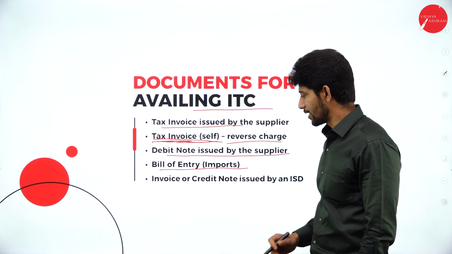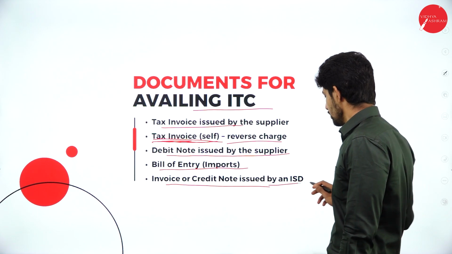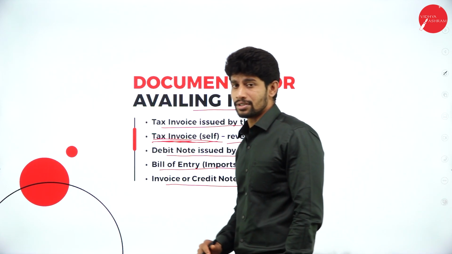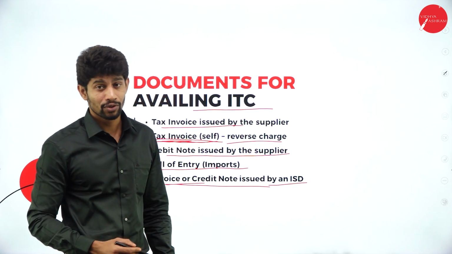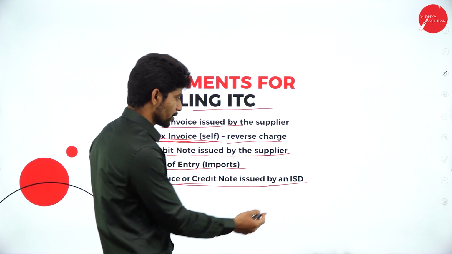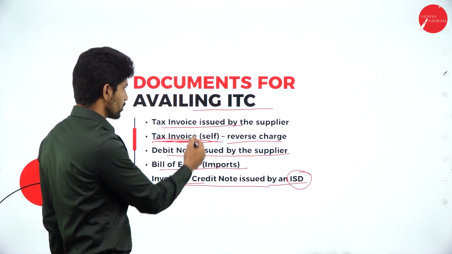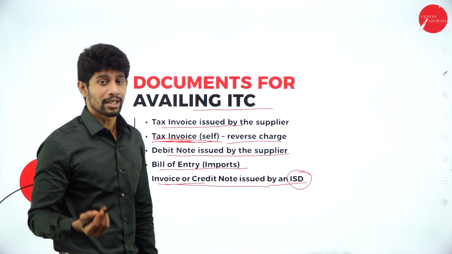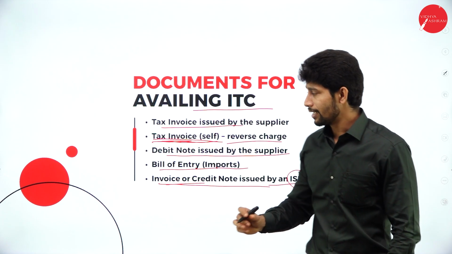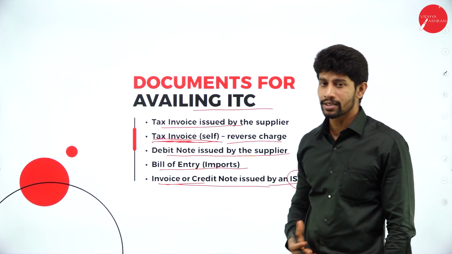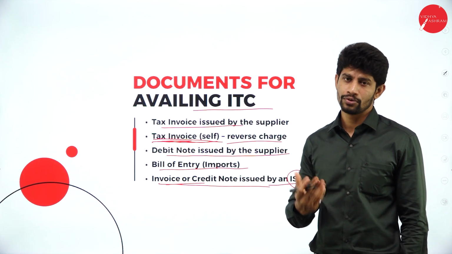to claim ITC. And invoice or credit note issued by the ISD, that is input service distributor. You are supposed to obtain the invoice or credit note issued by the ISD. ISD is nothing but input service distributor. So these are all the documents required for claiming or availing the input tax credit. They might ask this question for 2 marks in the main exam, so make sure you know all these points to score 2 marks.